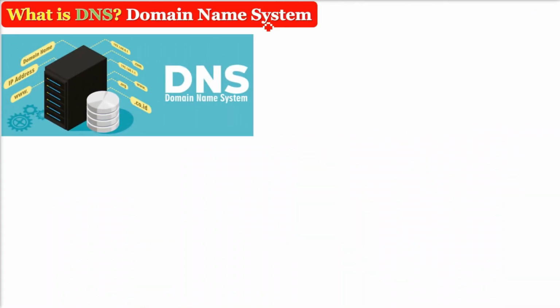DNS, or domain name system. Now what is it? Whichever browser you use, it can be Opera, Chrome, or Firefox, the first thing you do is type in certain words. Those are called the domain name.